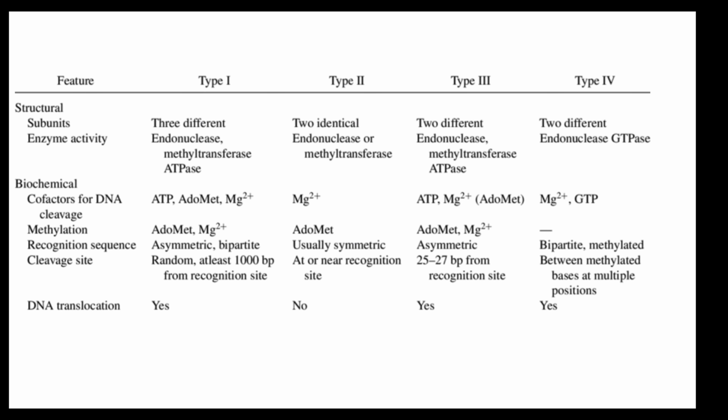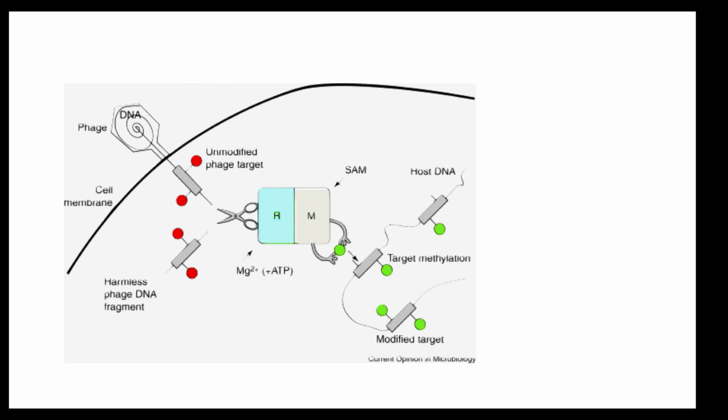So type 1, type 2 and type 3: the restriction endonuclease system itself has such a function. The type 2 RMS system has such a function. The type 3 RMS system has such a function. But type 4 doesn't have such a function. So you have to remember that.